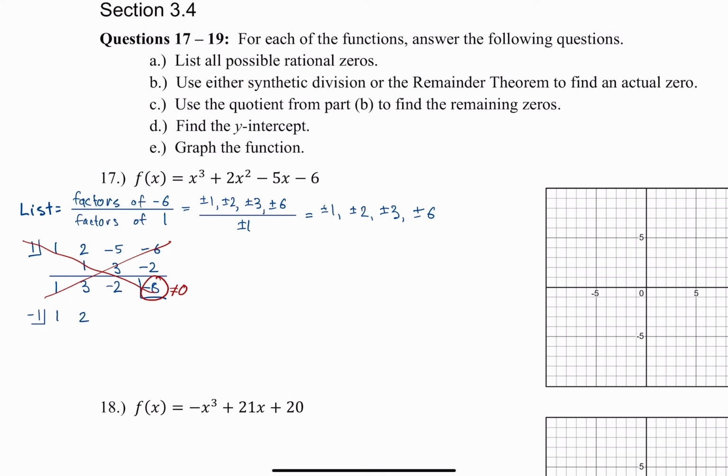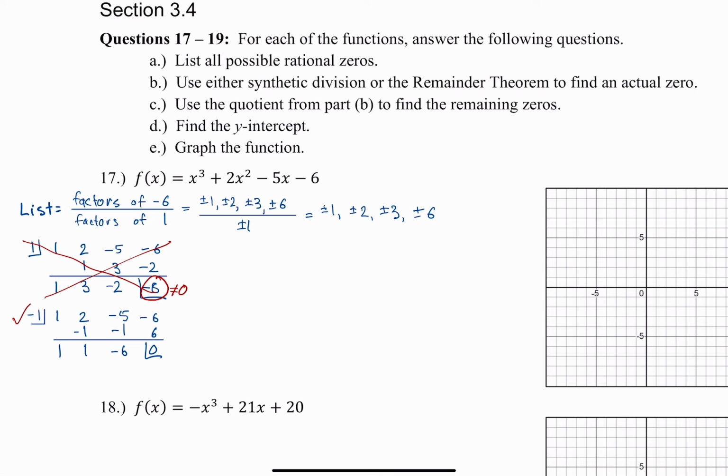So 1, 2, -5, and -6. And we drop the 1, multiply to get -1, add to get 1, multiply to get -1, add to get -6, multiply to get 6, and we do have a remainder of 0. So again, that means that one of our zeros is -1.